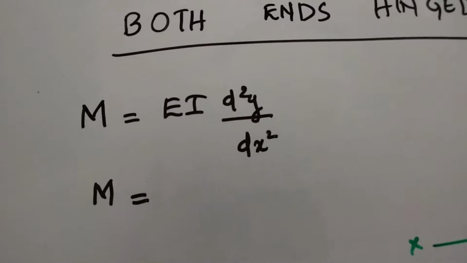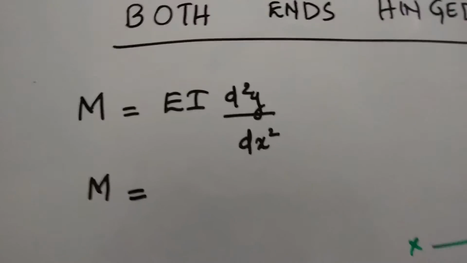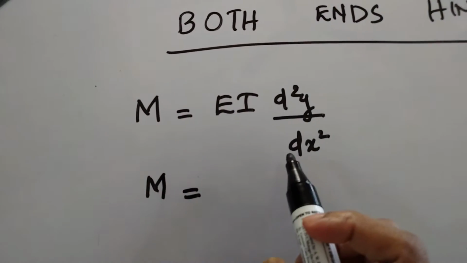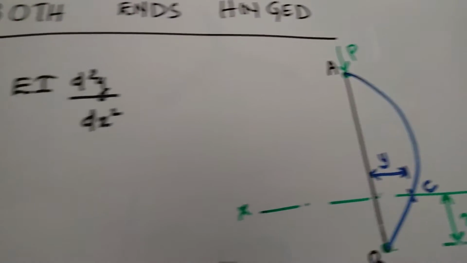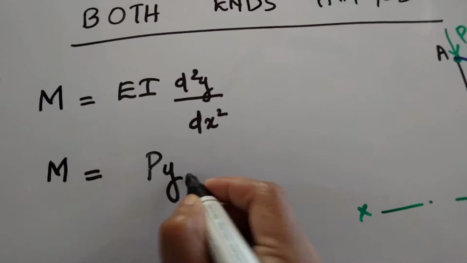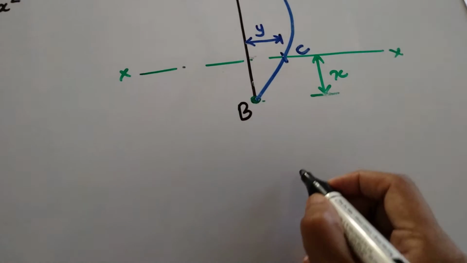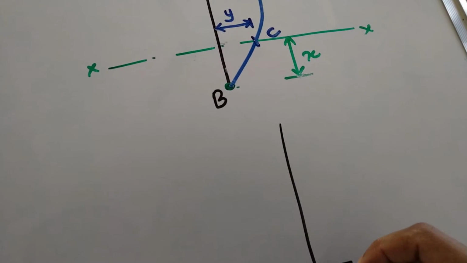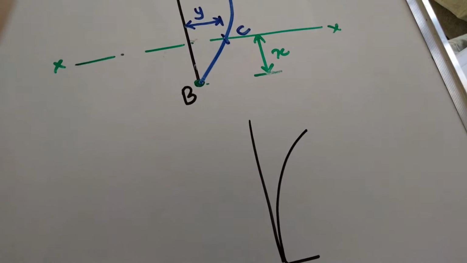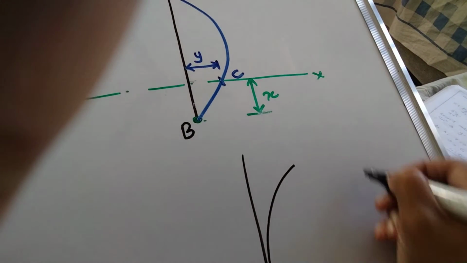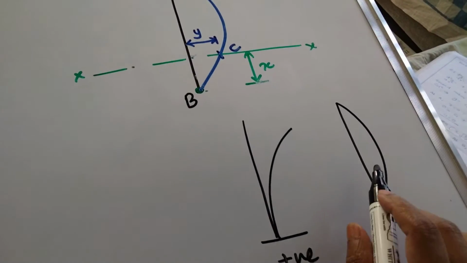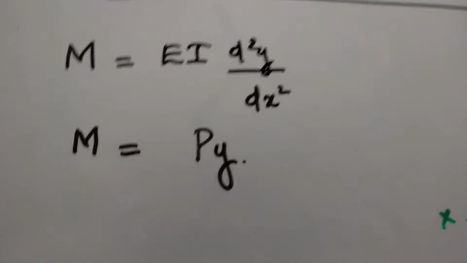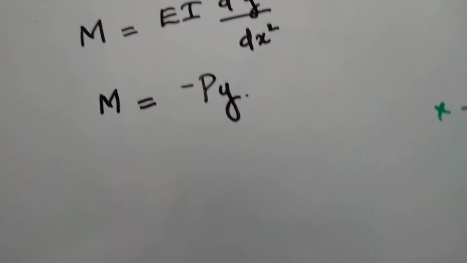So we know the differential equation for the elastic curve is M equals EI d square y by dx square. From the figure, M at the point C is P into y. Now we have the sign convention. If it is bending in this formation, it is positive, and if it is bending in this formation, it is negative. Here it is bending in this form, so the bending moment will be negative. So it is minus Py.